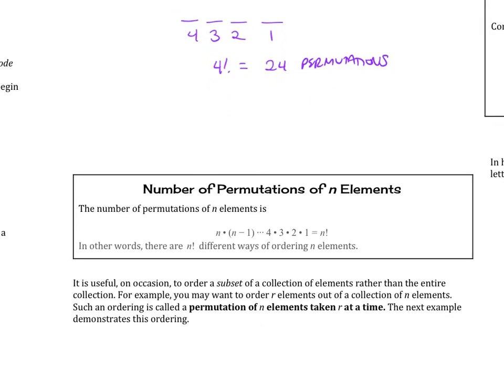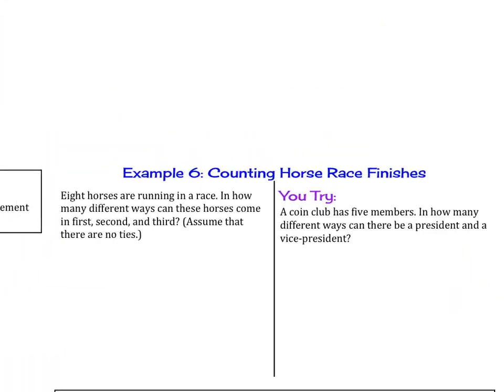So the number of permutations of n elements is n times n minus 1, and so on, down to 4 times 3 times 2 times 1, which is n factorial, which is what I stated earlier. So in other words, there are n factorial different ways of ordering n elements. Now it is useful on occasion to order a subset of a collection of elements rather than the entire collection. For example, you may want to order r elements out of a collection of n elements. Such an ordering is called a permutation of n elements taken r at a time. So we're going to look at that example next.